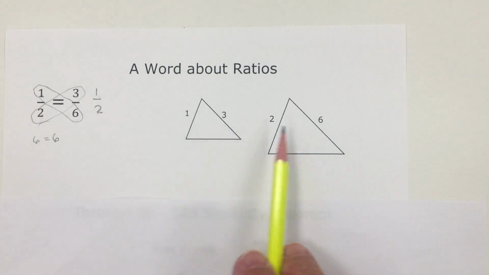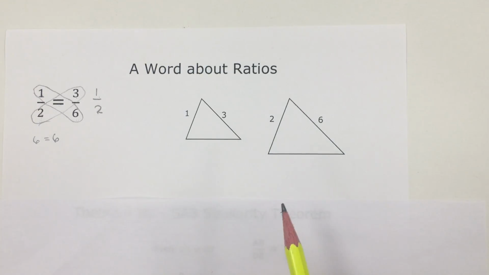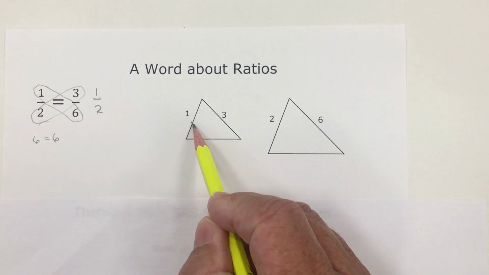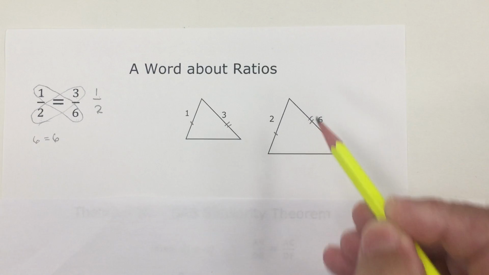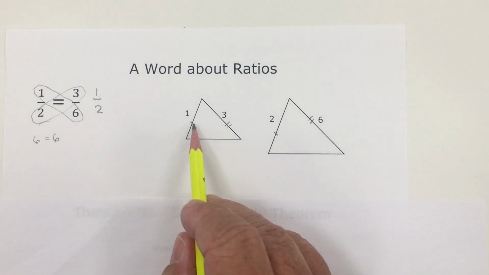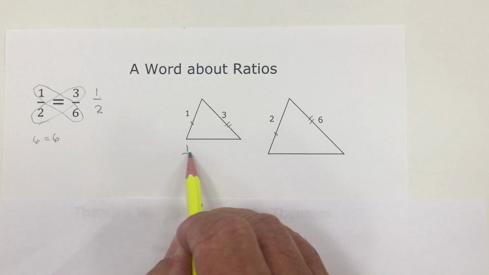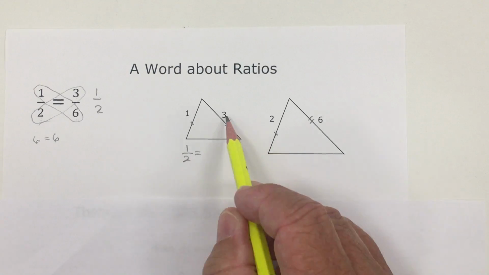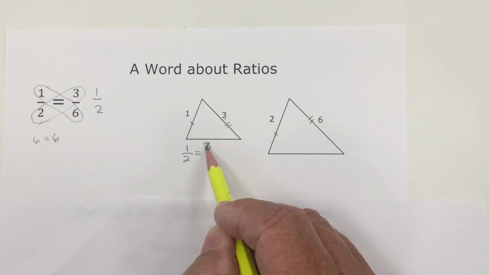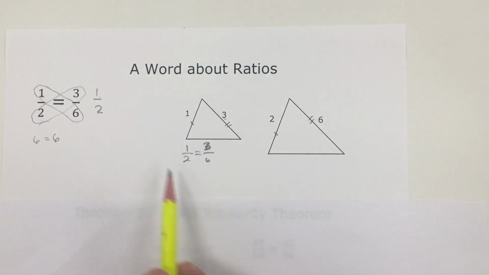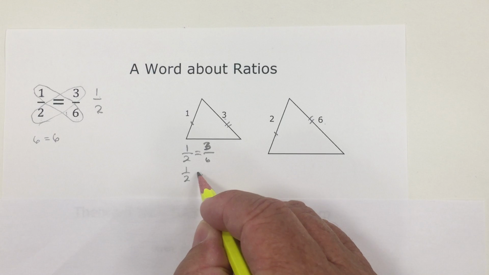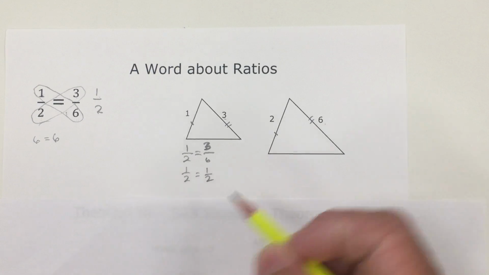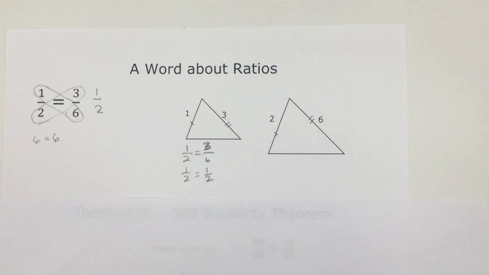So when we have two triangles and we're trying to find it, this is easy. We know how to do it. We're going to take this side corresponding to that side, and that side corresponding to that side. So we see 1/2 equals 3/6, and we see that's the same thing. So we already know that you can say it's 1/2 equals 1/2, or if we cross multiply, it's 6 equals 6.